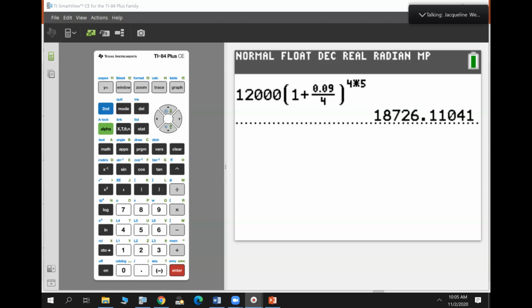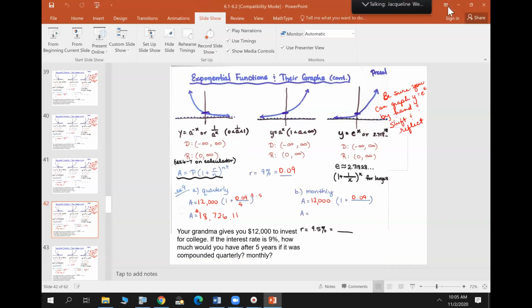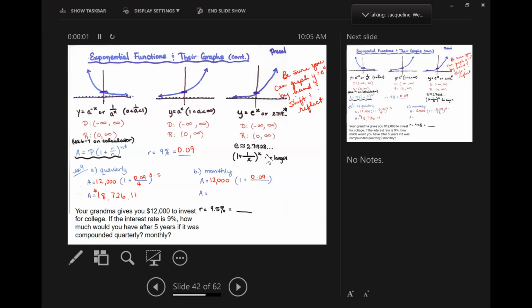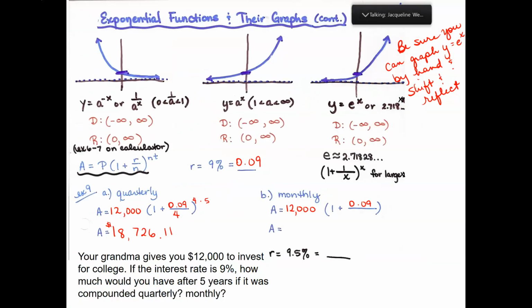All right, so if we throw it into our calculator, you can see we're going to get $18,726.11. So that's not too shabby, right? So I ended up with significantly more than what I started with that Grandma gave me. Even more than a 50% increase, right?